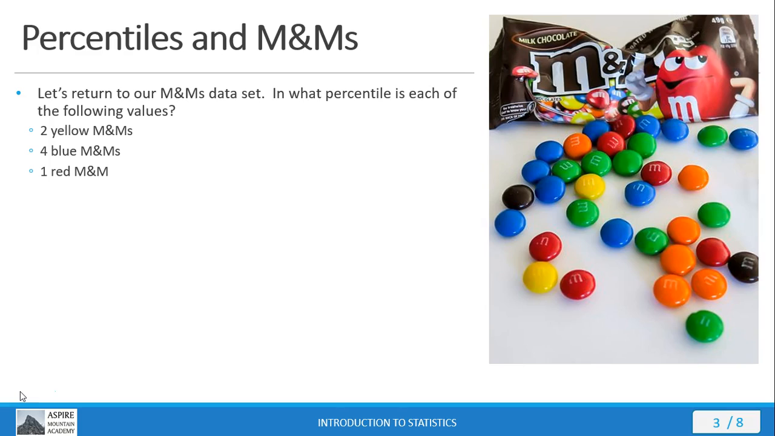Let's return to our M&Ms data file in StatCrunch to review what we've learned thus far. In what percentile is each of the following values? 2 yellow M&Ms, 4 blue M&Ms, and 1 red M&M. Go ahead, pause the video here, go into the M&Ms file in our StatCrunch group, and see if you can calculate these for yourself. Then come back here and we'll see how you did.